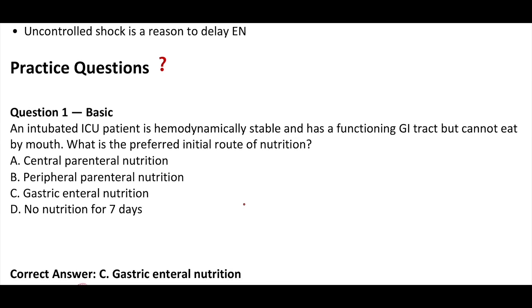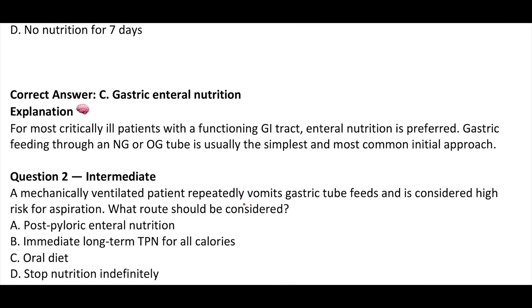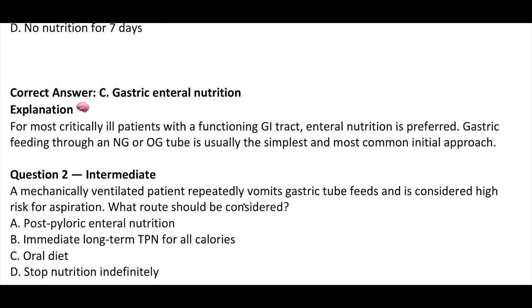The correct answer is C, gastric enteral nutrition. So remember, for most critically ill patients with a functioning GI tract, enteral nutrition is preferred. If they can't tolerate it orally, we should do it gastrically through a nasogastric or orogastric tube, and this is a common initial approach. All right, question 2.